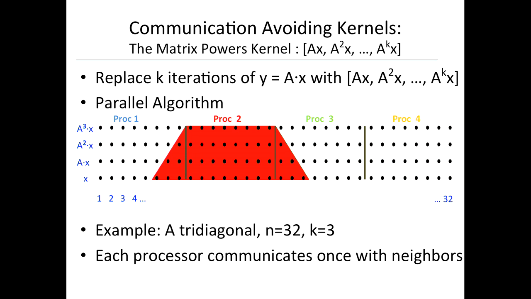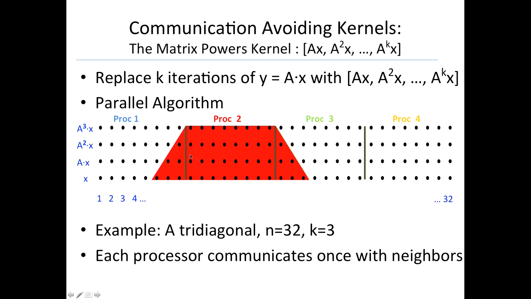Suppose I have 4 processors, and I want each processor to compute a quarter of all of these entries. So ideally, it would just compute everything there. What does this depend on? It depends on some data from the neighbors. That's the shape of the trapezoid. So what would the standard algorithm do?